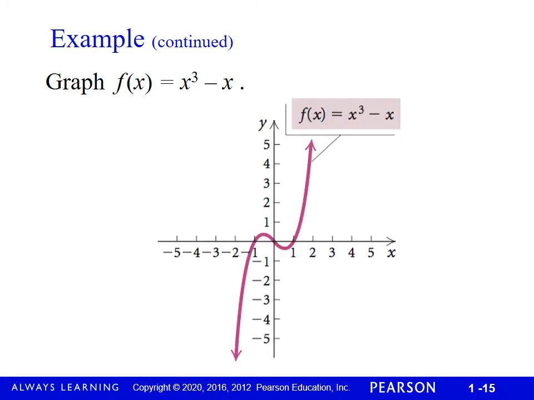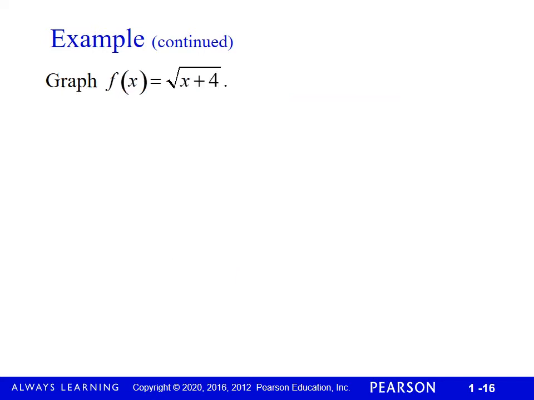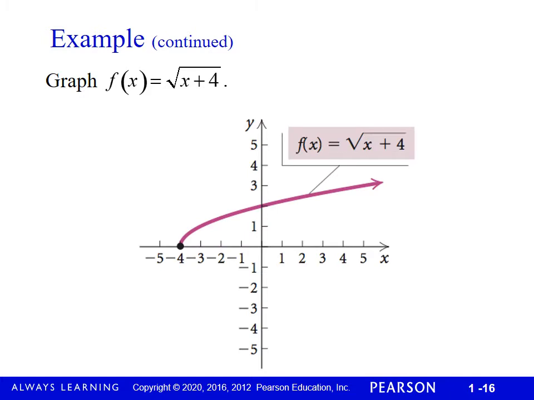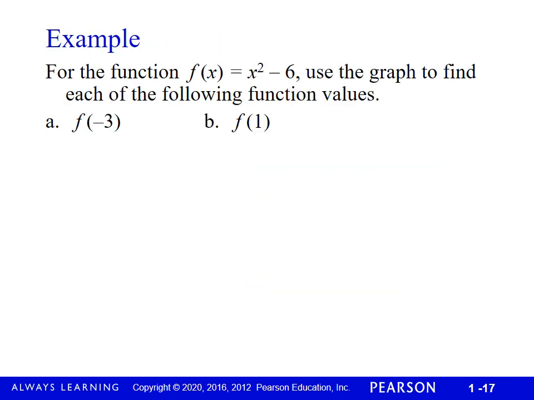Okay. This is the graph for x cubed minus x. I'm not going to walk through these. I'm not sure why it doesn't have the table there. And then here's a graph for the square root of x plus 4. Okay? I think I'm going to walk through this pretty quickly.